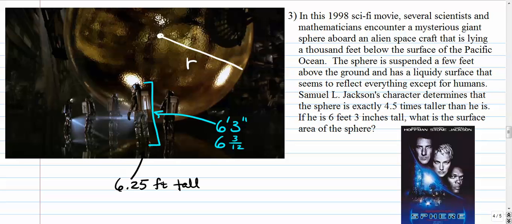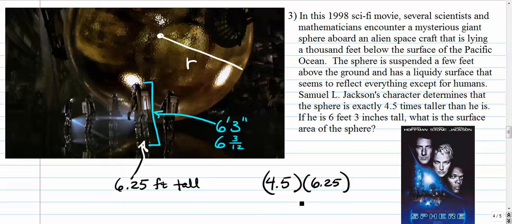And this is telling us that the sphere is 4.5 times bigger than he is. So you need to go 4.5 times 6.25. And that'll give you the diameter of the sphere. It'll give you essentially the height of the sphere. How tall is it from the bottom to the top?